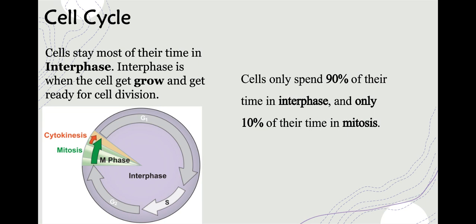And just a quick side note, for the new cell, we need to make sure it has the same DNA as the old cell. The DNA has to be identical. So in order to make that, that means we need to make another strand of DNA so that we can give it to the new cell. So the DNA replicates in interphase. And in mitosis, the new cell gets that new part of the DNA.